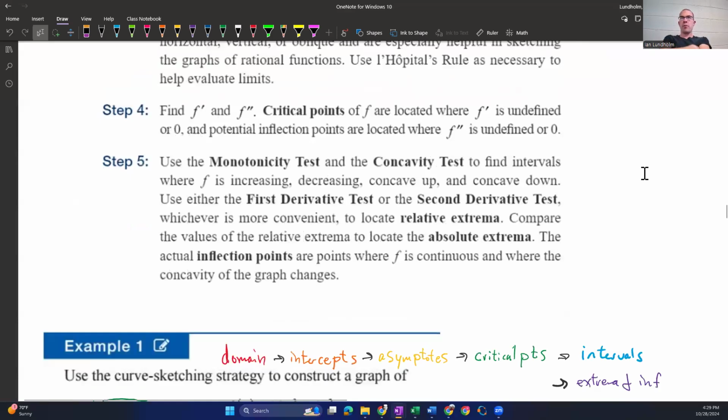For steps 4 and 5, we're just bringing the stuff in from earlier on in chapter 4, where we're looking for critical points, we're looking for points of inflection, we're doing the first and second derivative tests to look for intervals of increasing and decreasing, and for maxes and mins, so relative extrema.